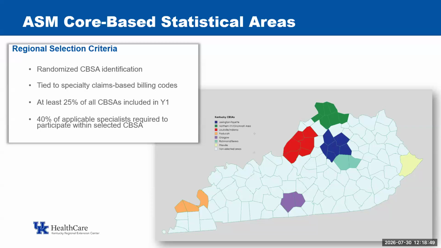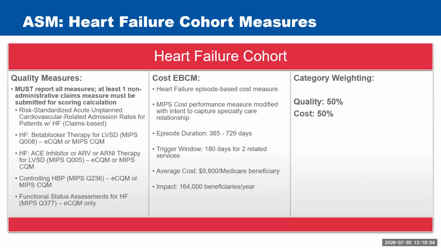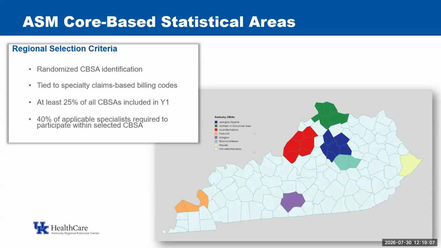Within the selected CBSAs, 40% of applicable specialists that meet the requirements were selected. We are looking at right over 250 clinicians required to participate in the Bluegrass. That number is 6,000 nationwide. For organizations with clinicians across multiple locations, this becomes especially important. You may have the same specialty represented in different markets, but the model impact could differ depending on whether those clinicians are participating in that selected CBSA. From a readiness perspective, organizations should be thinking about three layers here: clinical specialty designation, episode volume, and location.